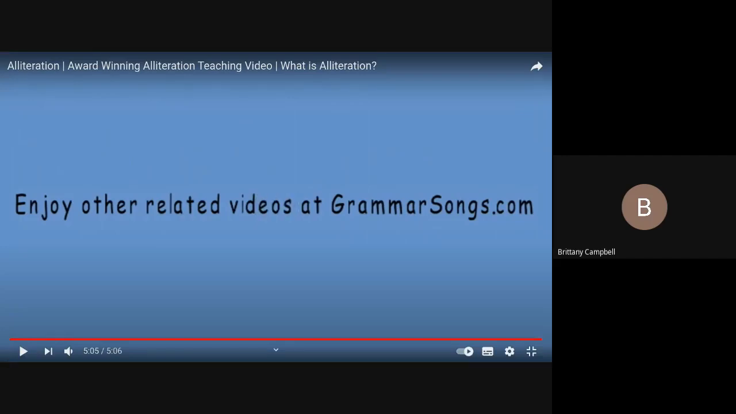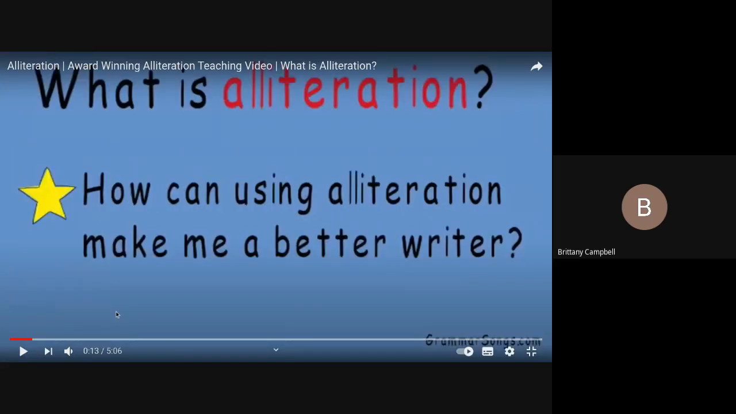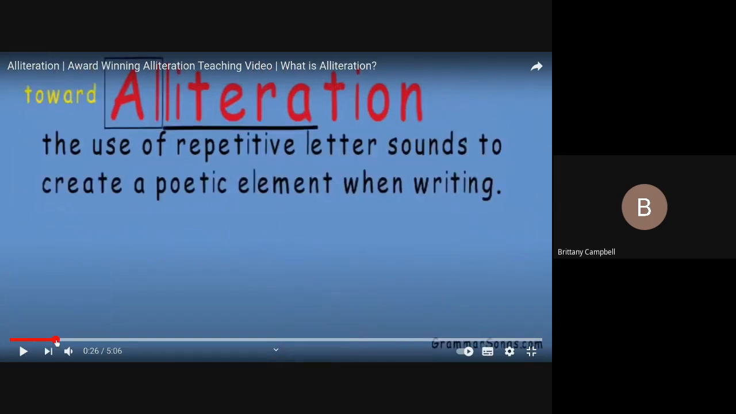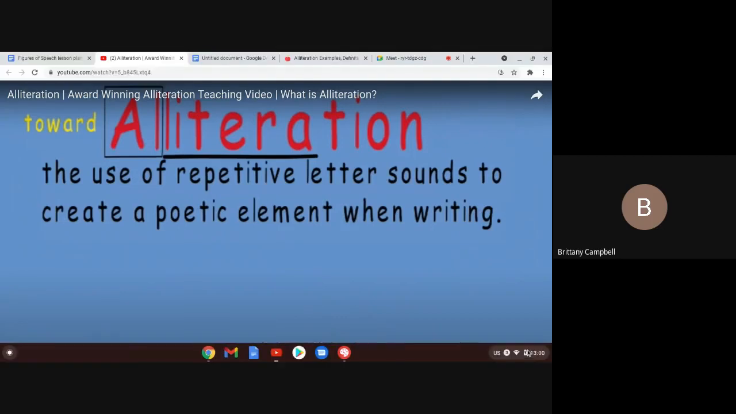All right, so I hope that you were making notes, right? So it says, what is alliteration? So alliteration is the use of repetitive letter sounds to create a poetic element when writing. Are you finished taking down that information? All right, and you got some of the examples? So we're able to take this off the screen.